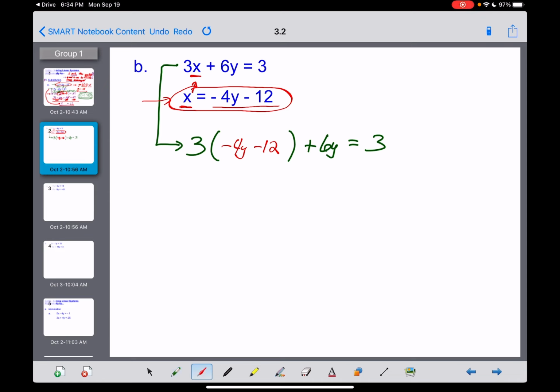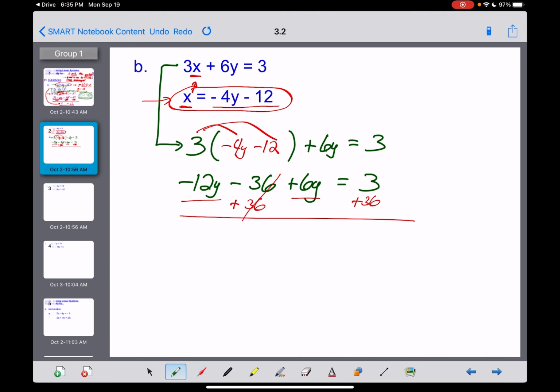And just like the last problem, we're going to distribute this 3 to get rid of the parentheses. So that'll be a negative 12y, and a minus 36, plus 6y is equal to 3. Once again, we're going to combine like terms and at the same time move the constant from the left over to the right. So we're going to add 36 on both sides here. Those cancel out. Negative 12y plus 6y is negative 6y equals, and 3 plus 36 is 39.